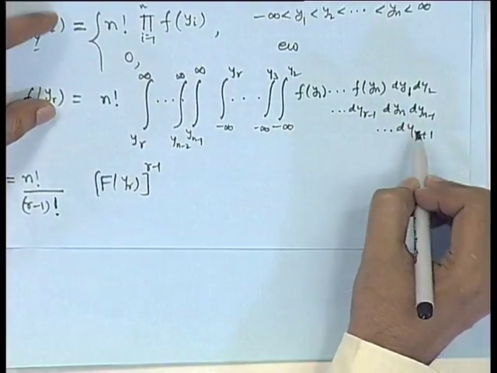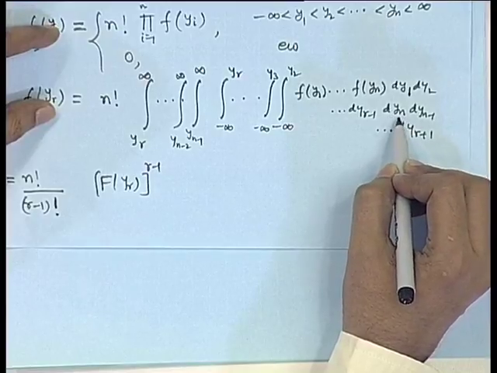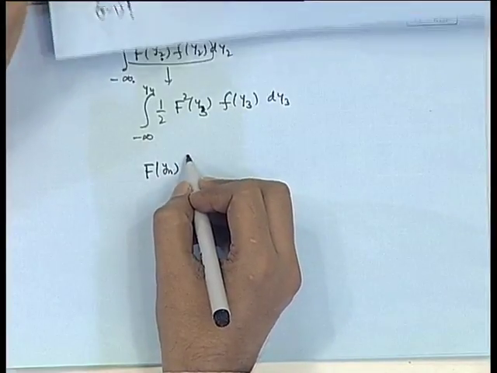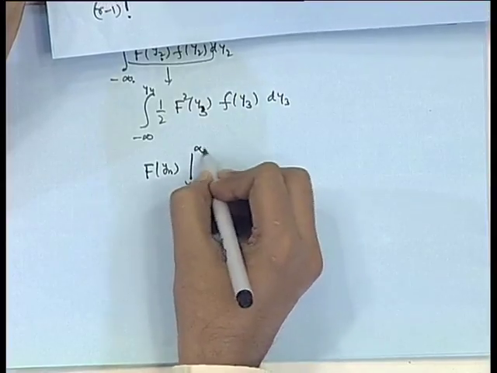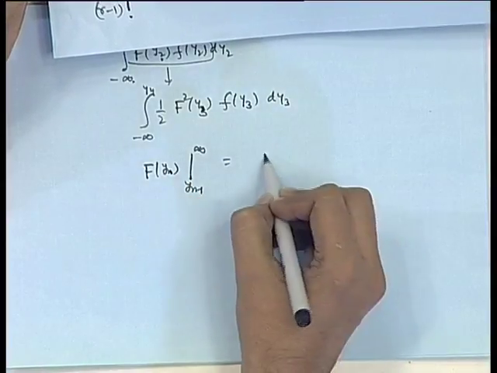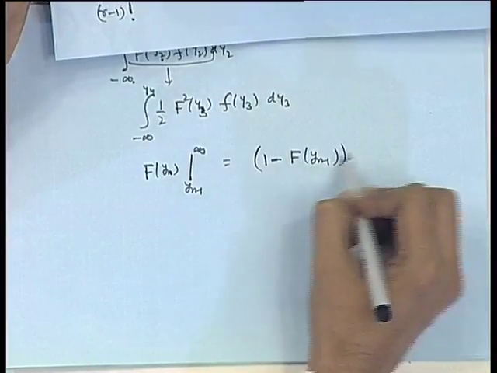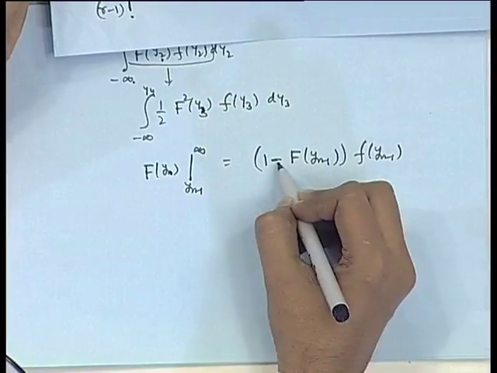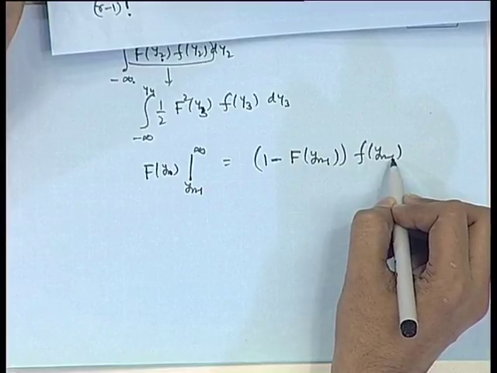Now, let us look at the other set of variables to be integrated. When we integrate f of y n, that will give us capital F of y n. Now, the region of integration is from y n minus 1 to infinity. At infinity this is 1. So, it is 1 minus F of y n minus 1. So, at the next stage the integrand is f of y n minus 1 into 1 minus F of y n minus 1.